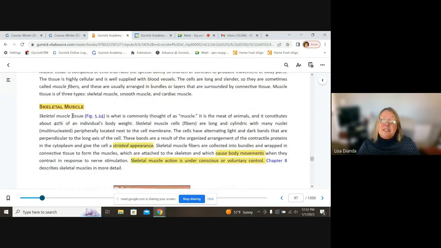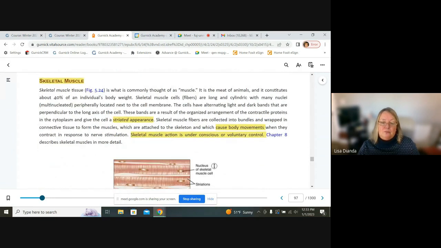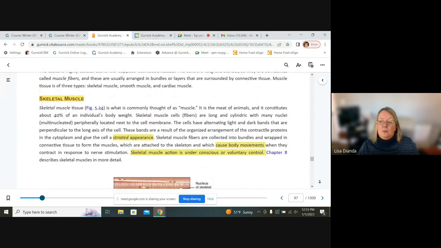Okay? Skeletal muscle is striated. It's long, it's stringy, it causes body movements, and it's under voluntary control. Okay? Take your time.